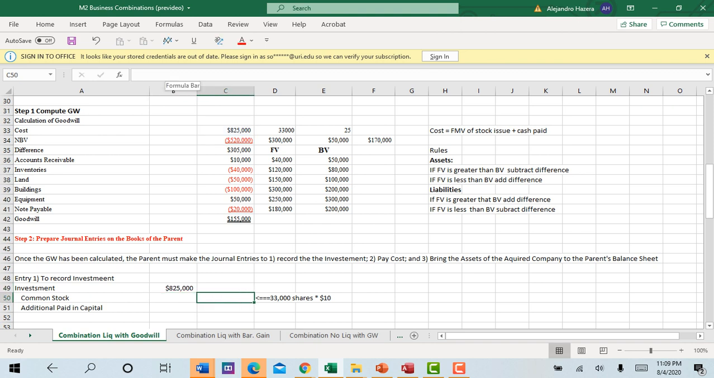That 825 right there. Okay, common stock. Common stock we issued, I'm just going to do this. There's the calculation. We issued 33,000 shares. Each one has a par value of $10.